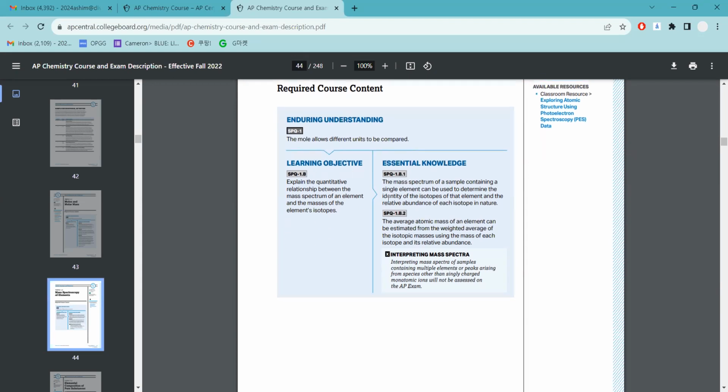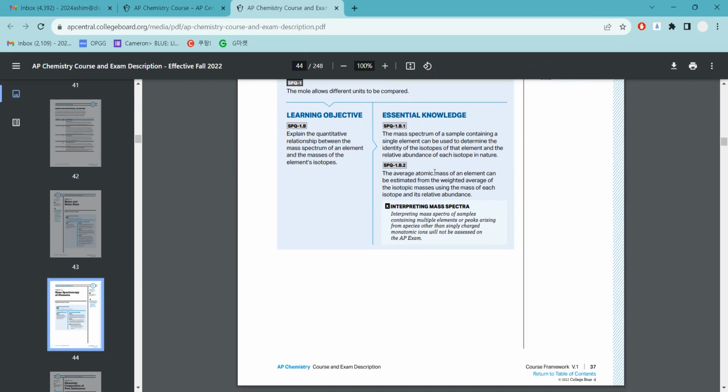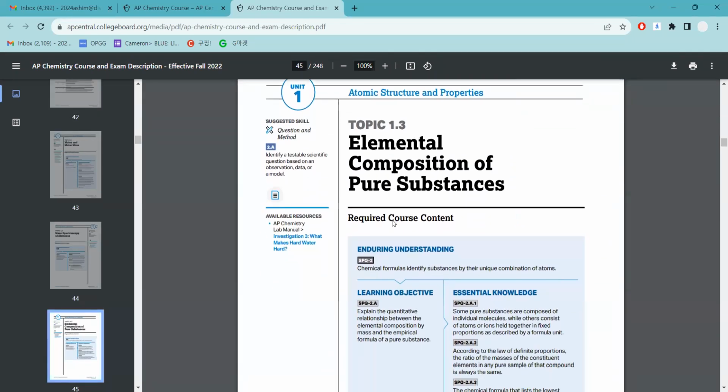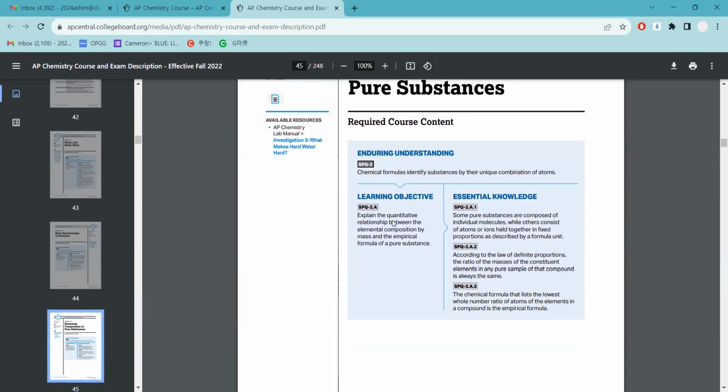To be more specific, it states that the mass spectrum of an element can be used to determine the identity of isotopes, and the average atomic mass of an element can be estimated from the weighted average of the isotopic masses. This is also important because if you look at the periodic table, for example, oxygen would say 15.999, but that doesn't mean oxygen is always 15.999. It's just that the value is the average of all the oxygen isotopes, and that comes out to be 15.999. So 1.3 is elemental composition of pure substances.